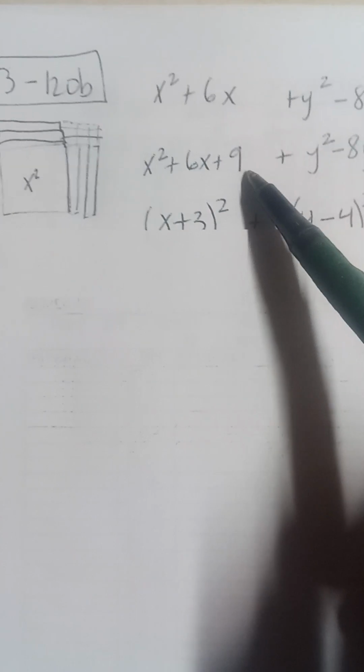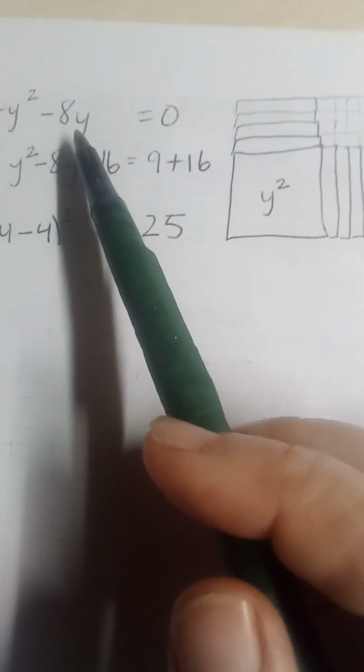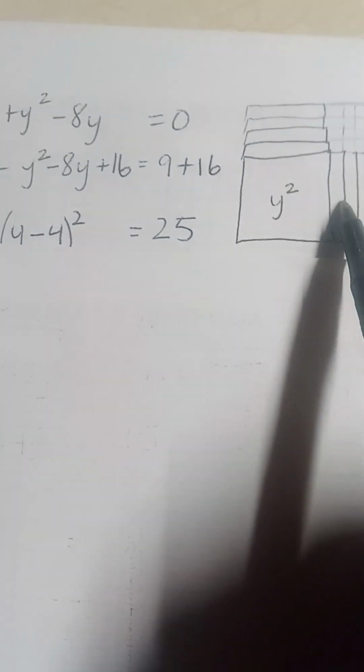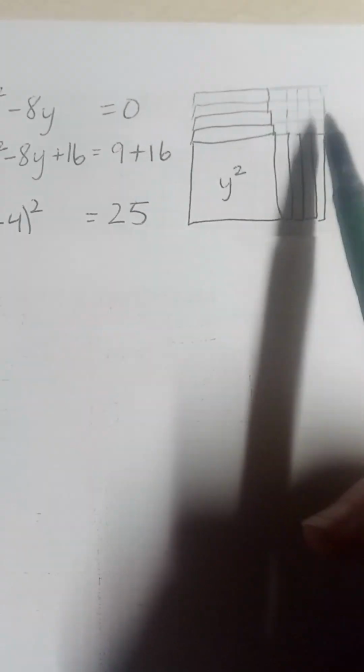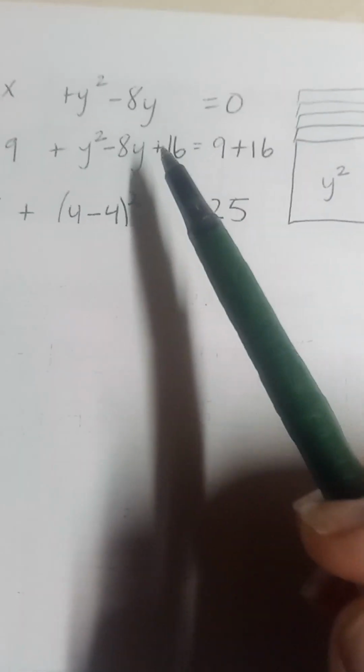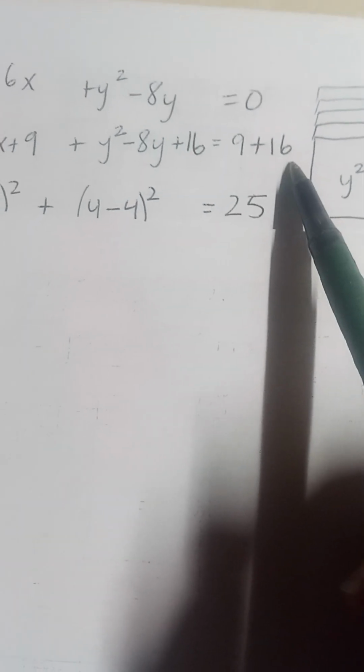If I add a 9 here, I have to add a 9 to the other side of the equal sign. Okay, and then I did the same thing for the y's. I had y squared minus 8y. So I took my 8y and I split them in half, like half on each side. And then I see that the number of tiles I would need to complete the square would be 4 times 4, that's 16. So I added a 16 here, and I also added it to the other side.